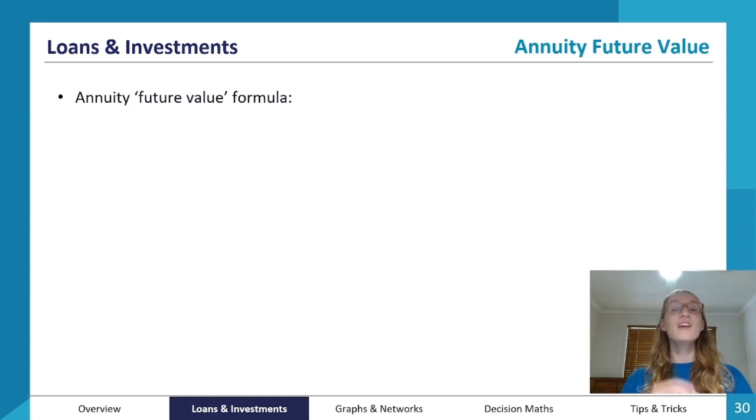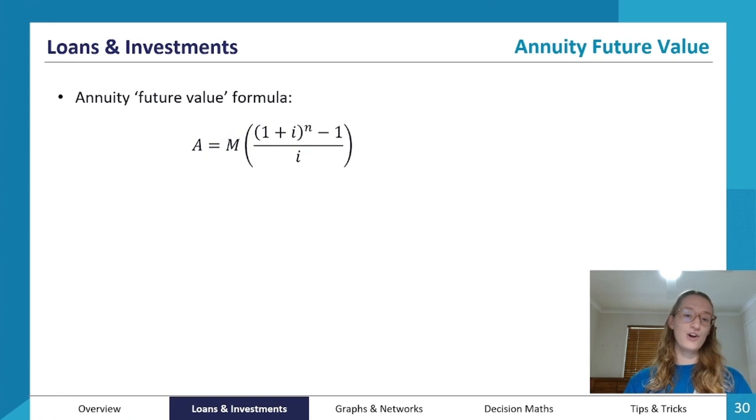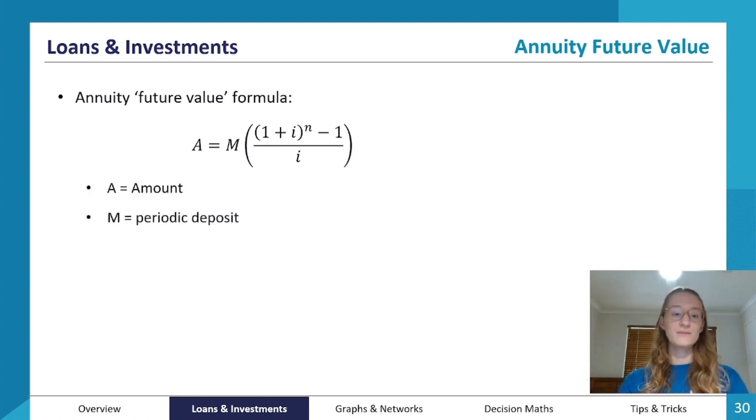So annuities, there's also the annuities future value formula, which is again the case where we don't have to use a recursion. And this is what we have here. To define our variables, A is the amount in the annuity. So we're still talking about annuities, but this is just the formula instead of using a recursion.